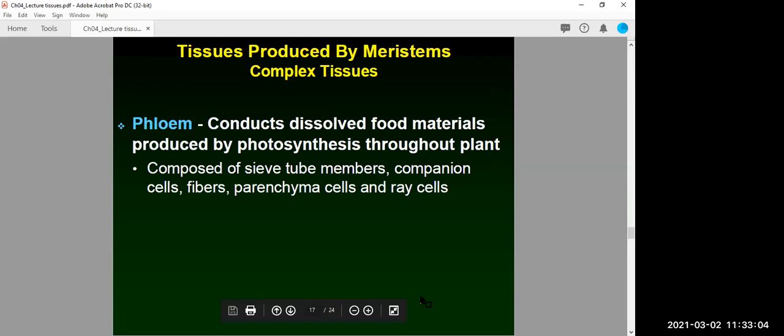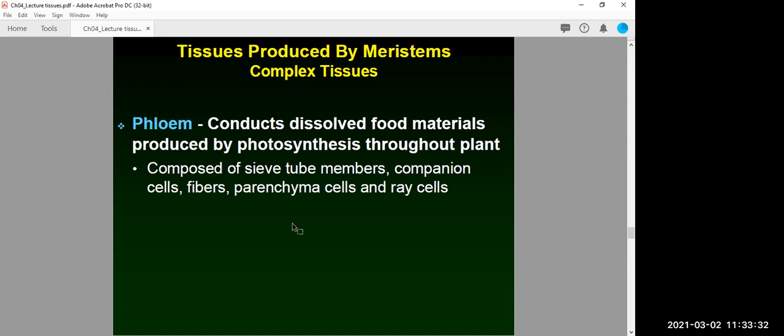Okay, moving on to the next vascular tissue, that is phloem. So phloem is going to move the sugars and other organic compounds that are produced by photosynthesis, as well as secondary metabolites. This is going to be made up of the sieve tube members, companion cells, fibers, parenchyma, and rays.